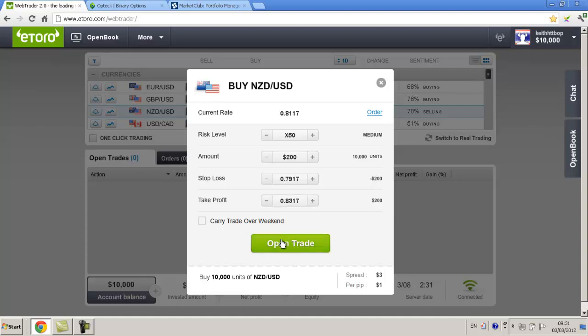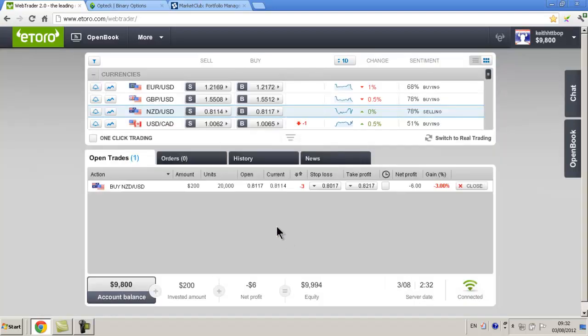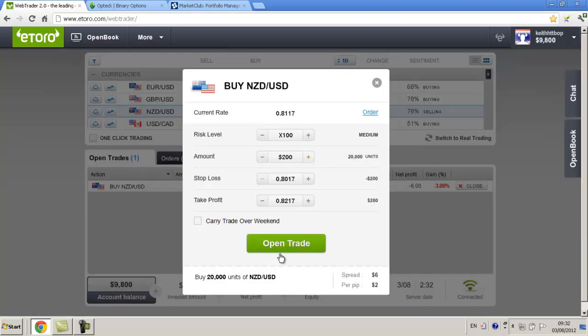Open trade. Now we're going to open 4 in quick succession. Okay, there we go. Risk level 100. My amount is 200, means my stop loss there is 200. Now we're going to open 4 of these in quick succession. So let's go. That's 1. Buy New Zealand dollar. 200. Open trade.